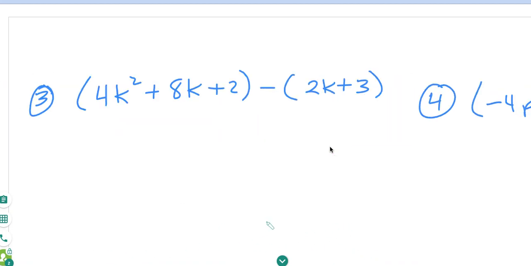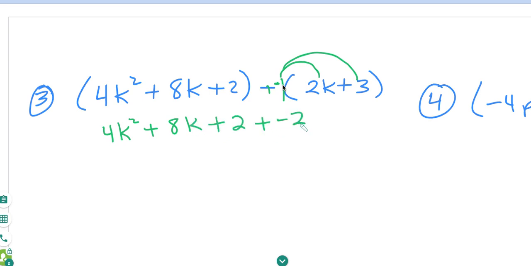Now we're going to subtract a binomial from a trinomial. First thing that we're going to look at is the subtraction sign. And so we're going to do keep change on that. But when we do that, we have to add a 1 here so that we have something that we can hang the negative on. So it's going to be keep change. Now I'm going to go ahead and rainbow that negative 1. So I'm going to have 4k squared plus 8k plus 2 plus negative 2k plus negative 3.